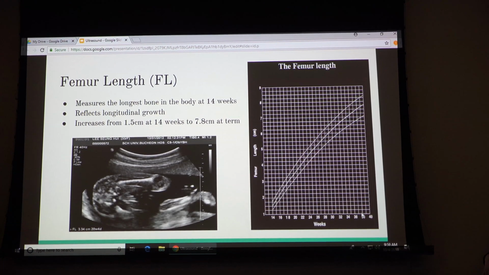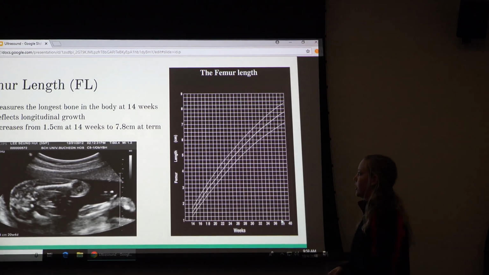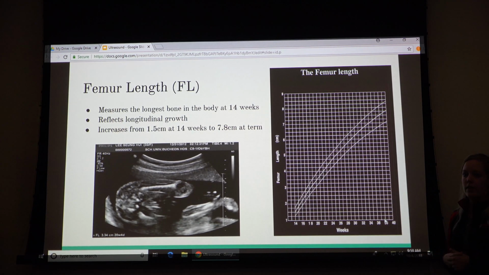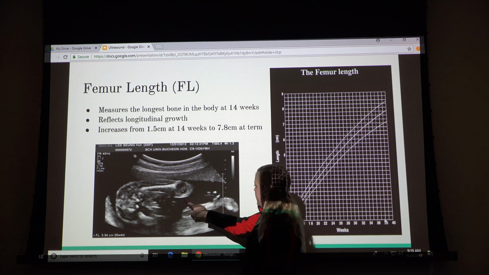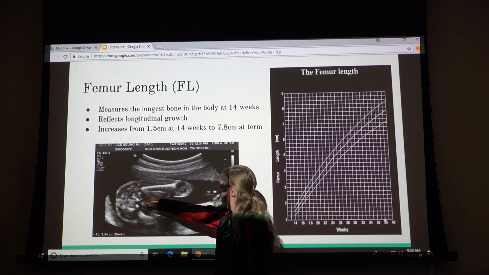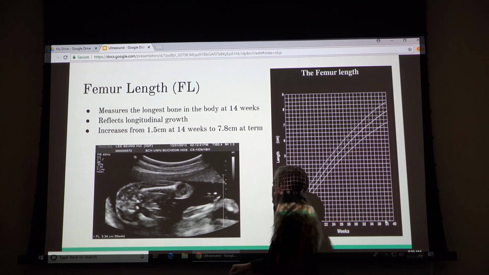So next is the femur length, or FL. This measures the longest bone in the body at 14 weeks, and it increases from 1.5 centimeters at 14 weeks to 7.8 centimeters at term. So here you can see this is the leg of the baby, and here's the femur, so that it starts here and the measurement goes to here.